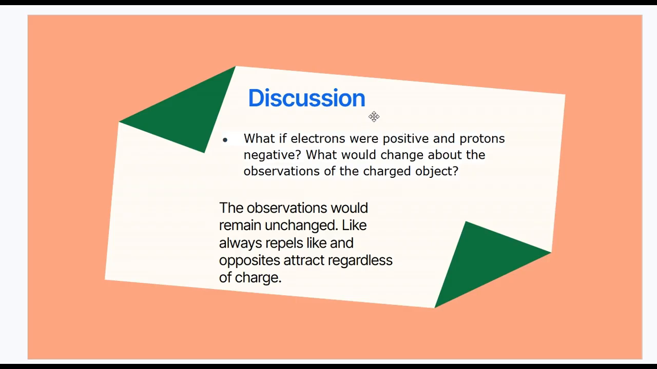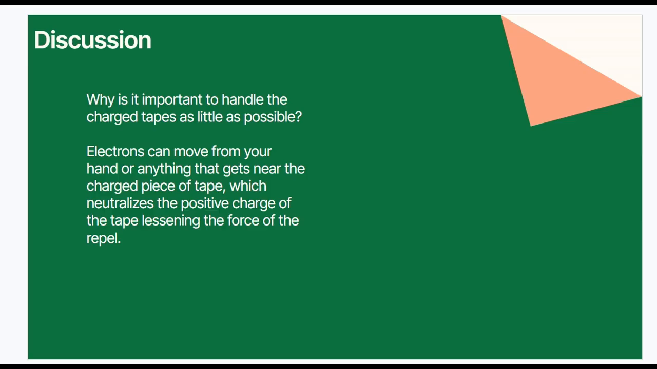Finally, the discussion. What if the electrons were positive and protons were negative? Well, the observation would remain unchanged. Either way, both are going to be the same charge, and like always repels like. So it doesn't really matter. We would have seen the same thing.